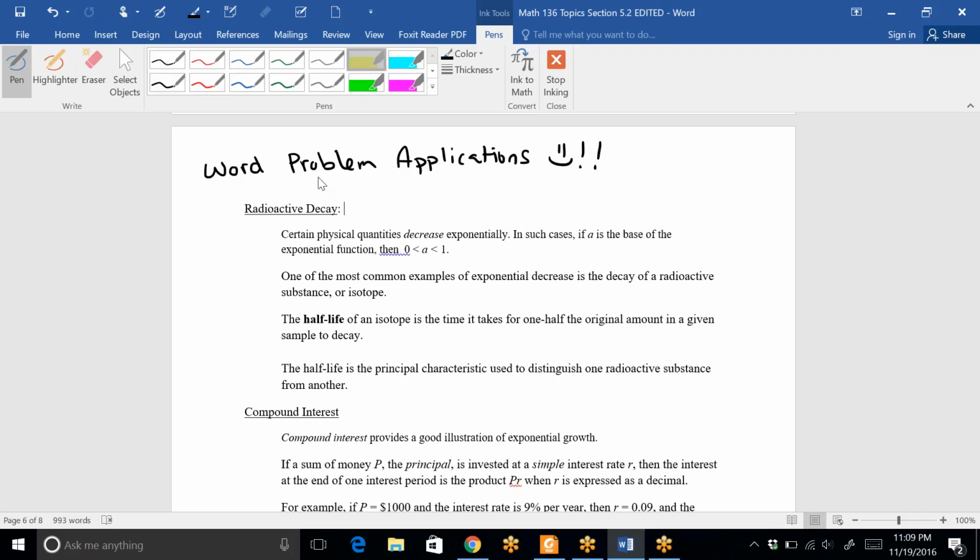So there's two big things that we want to talk about in terms of exponential functions: radioactive decay and compound interest, things that might actually show up in someone's life. Certain physical quantities decrease exponentially in such cases if a is the base of the exponential function and a is between 0 and 1. One of the most common examples of exponential decrease is the decay of a radioactive substance or an isotope. The half-life of an isotope is the time it takes for 1/2 of the original amount in a given sample to decay. The half-life is the principal characteristic used to distinguish one radioactive substance from another.